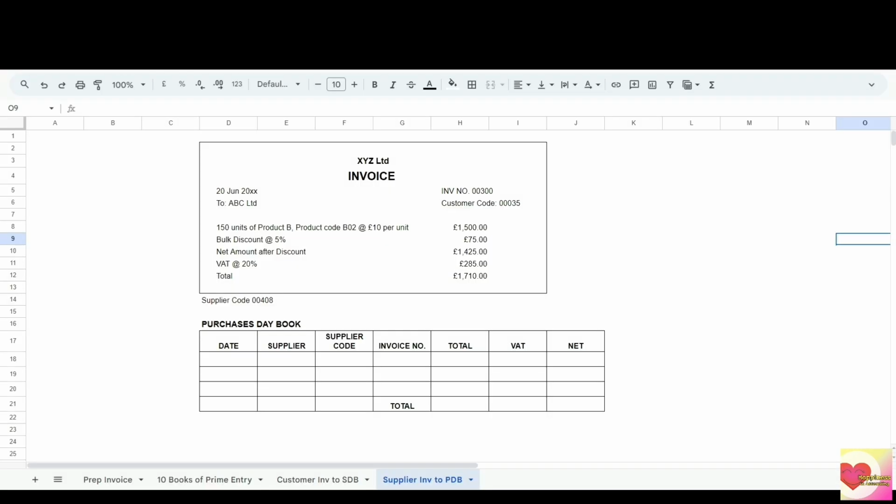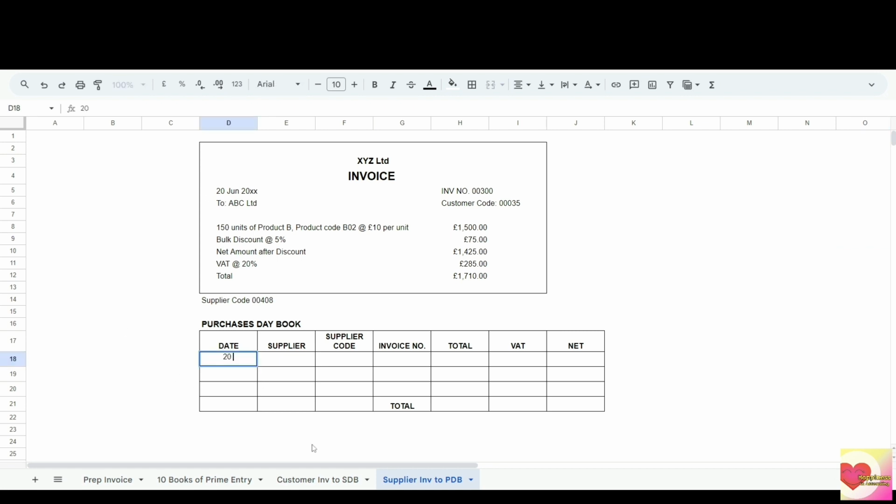Next, we are going to record the purchase invoice to our Purchases Daybook. Our supplier XYZ Limited have sent this purchase invoice for our credit purchases transaction. The company also assigns a unique supplier code for each supplier. And again, always remember that for our net column, we record the net amount after the trade and bulk discount.